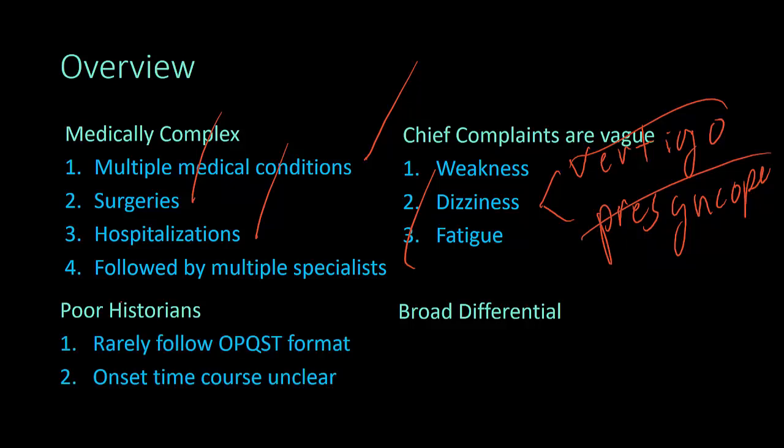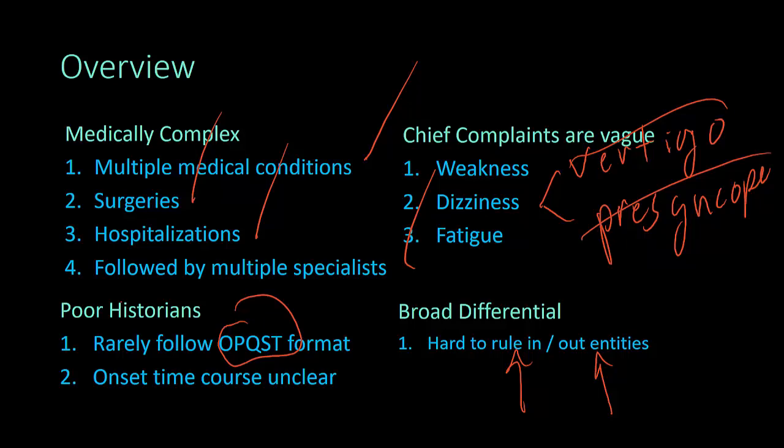Next, they are often poor historians. While many of them are able to give you an excellent history, quite often their histories do not follow a typical OPQRST format. Furthermore, the onset of their illnesses is often vague. Their conditions are frequently chronic, lasting a very long time, with an exact start date unknown. Furthermore, the differential diagnosis for these patients is often very broad, making it difficult to rule in and rule out different entities.